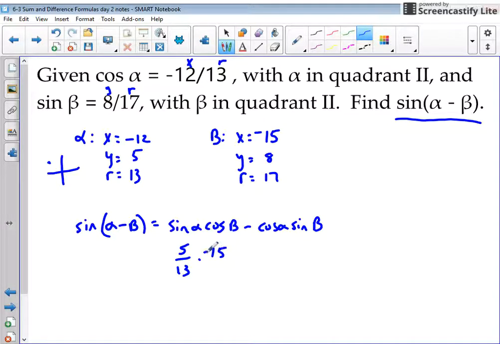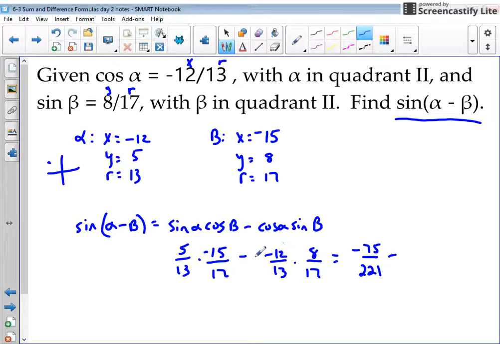So I get negative 15/17. I'm going to subtract the cosine of alpha, which is negative 12/13, times the sine of beta, which would be 8 over 17. Okay, so if I combine these, if I take 5 times negative 15, that's negative 75. 13 times 17, I believe, is 221.